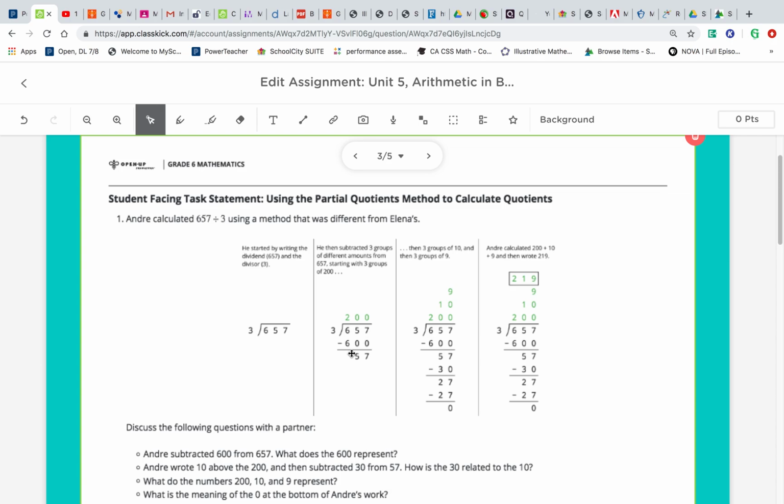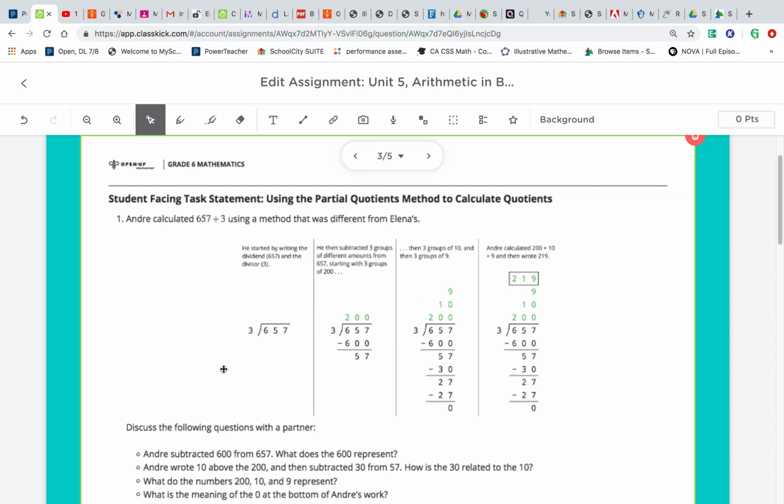What he did was maybe a little bit different than what you're used to. He then subtracted 3 groups of different amounts from 657, starting with 3 groups of 200. So he started with 200 here, and did 200 times 3, and that's 600, and he's got 57 left over. But of course, he's not done yet. He then went to find 3 groups of 10. That's where the 30 comes from. Subtracted from that and had 27 left over. That's the last part he has to account for. And so he has 3 groups of 9 to account for the 27. And now he's accounted for everything. He's got a remainder of 0. There's nothing left over. And then he adds these 3 values, and he gets 219, right? So totally different looking from what Elena did, but they both arrived at the same answer.